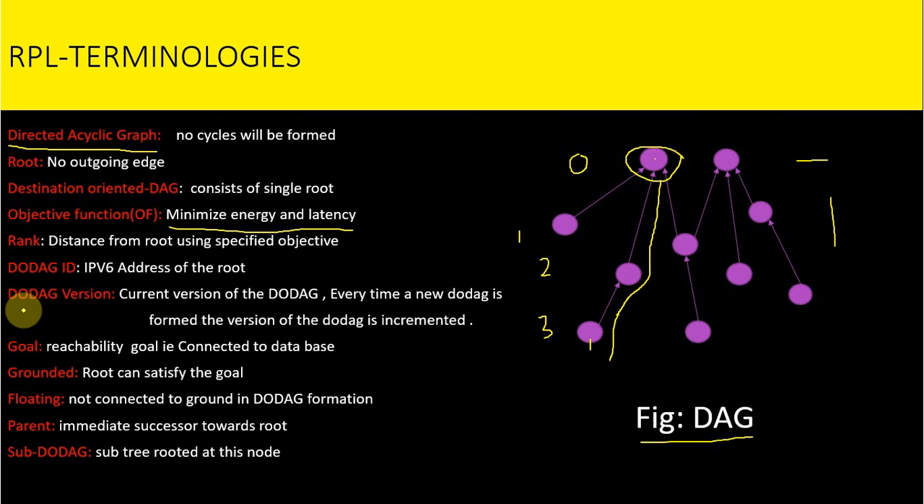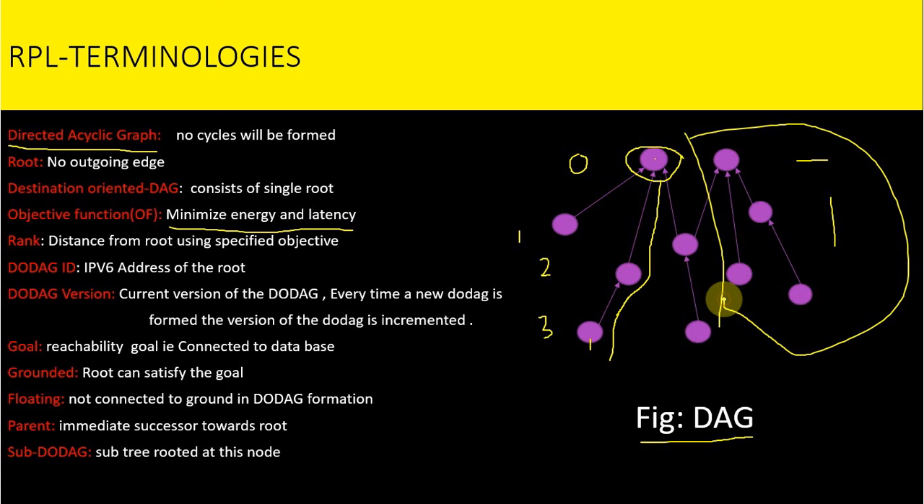Then DODAG version. Coming to the DODAG version, it is the current version of the DODAG. Every time a new DODAG is formed, the version of the DODAG is incremented. So this is one DODAG, let us say, and the one on the right hand side is the other DODAG. As you can see, there are a lot of DODAGs present, and as a new DODAG is formed, a particular value will be given to that DODAG. When another new DODAG is formed, again it will be provided with the incremental value. So like this, for a particular DODAG there will be a particular value. That indicates the DODAG version basically.